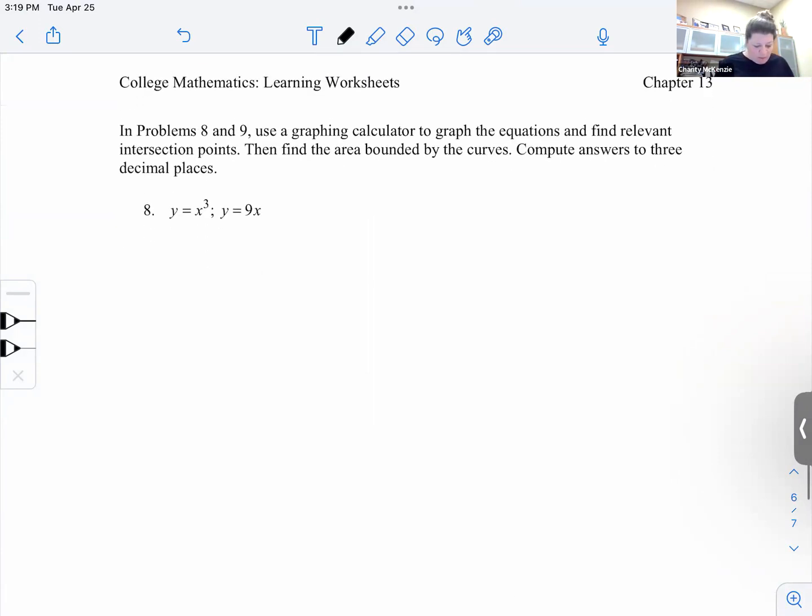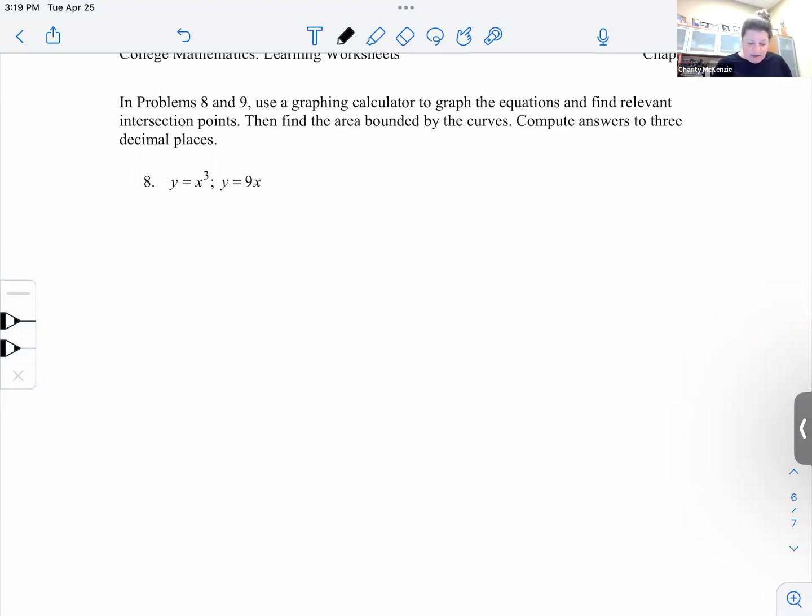Let's do problem 8. This one just says to find the area bounded by the two curves. I like this one because it is a little bit harder to graph, okay? So our function y equals 9x. I can graph that. It goes through 0, 0. It has a slope of 9, that's up 9 over 1. Oh, that's way up there. And this one goes all the way to 20.